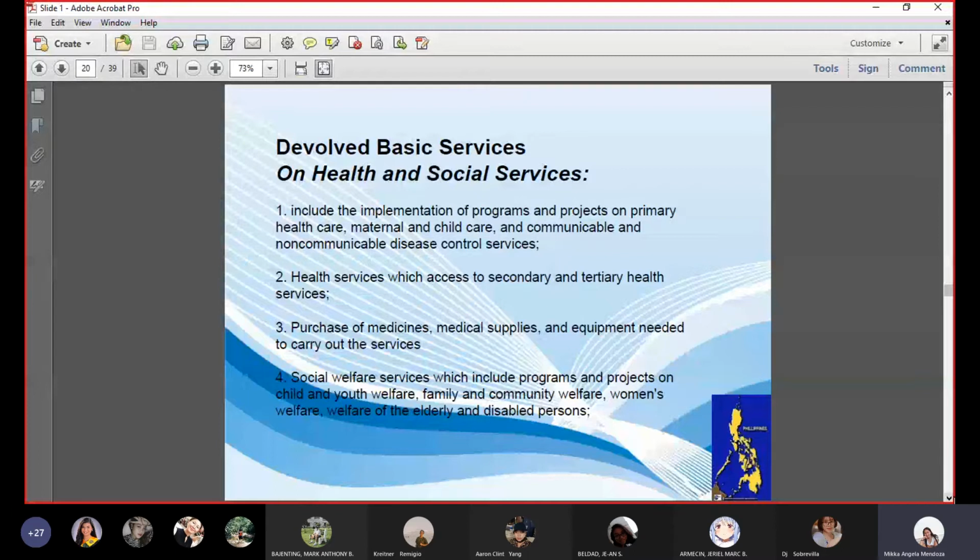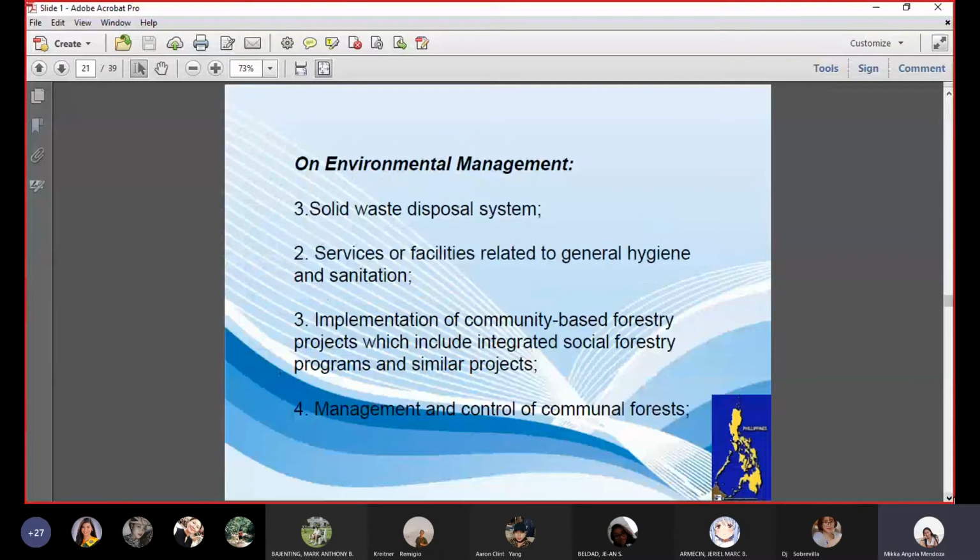Social welfare services, which include programs and projects on child and youth welfare, family and community welfare, women's welfare, welfare of the elderly, and the disabled person. So, that is our top priority on health and social services.